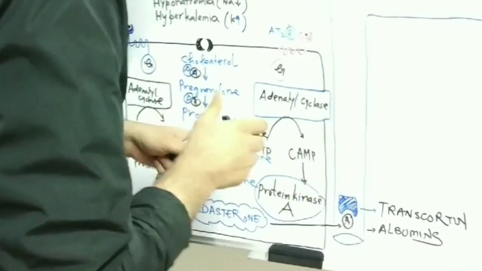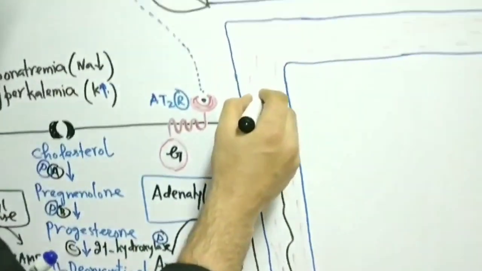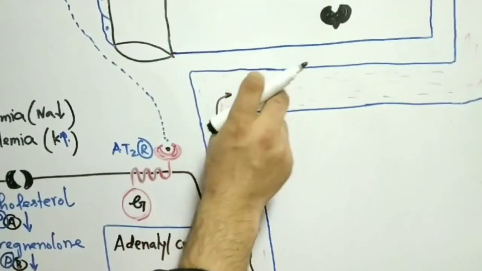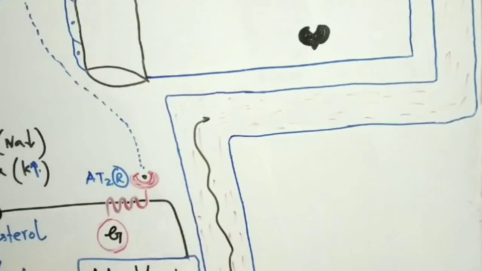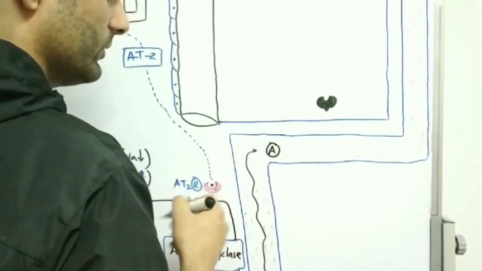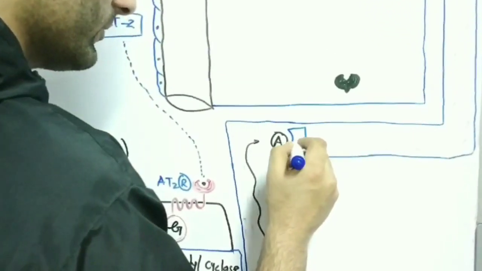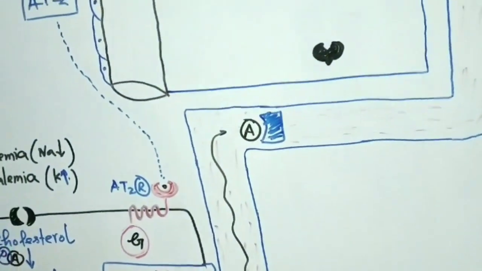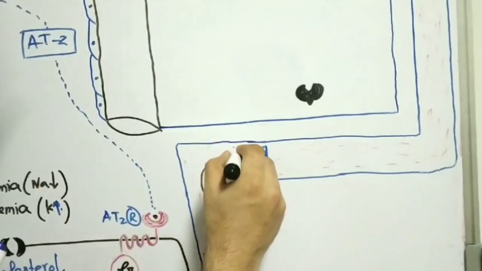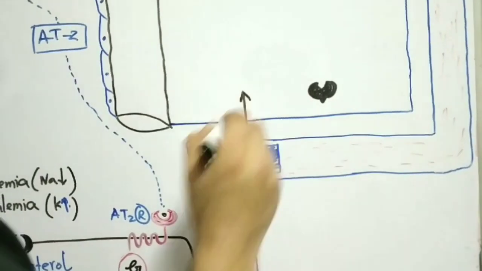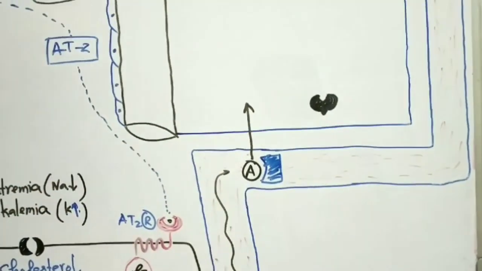Now the plasma protein is bound with the aldosterone, and this will be transported through the blood. Finally it will reach here. Suppose here is your aldosterone with the transcortin. Now this transcortin gets dissociated and aldosterone enters into the cell. Which cell is this? I want to explain you here.